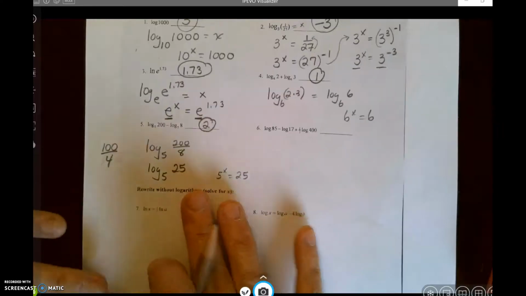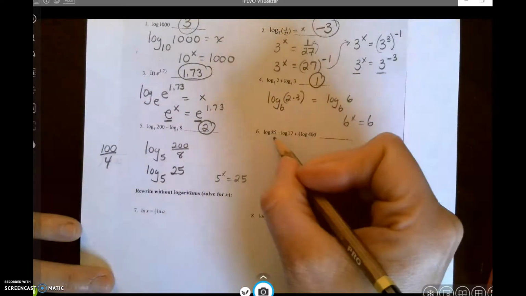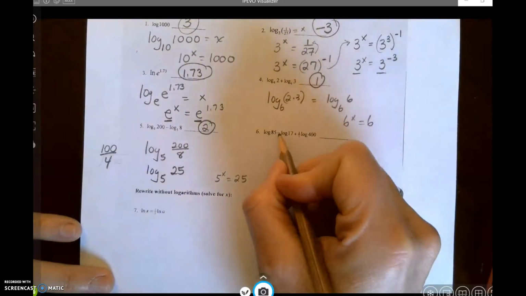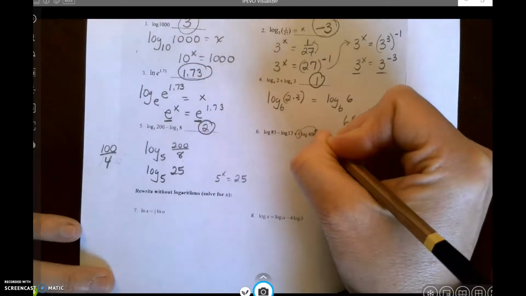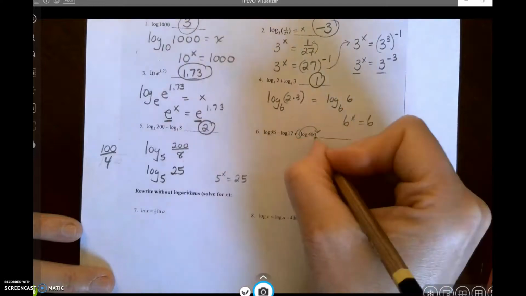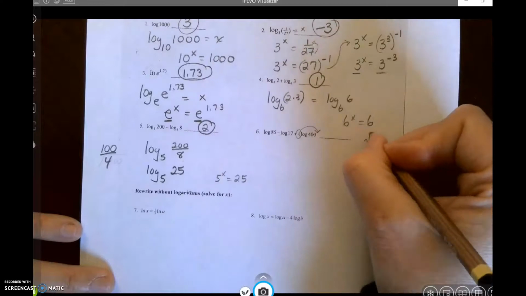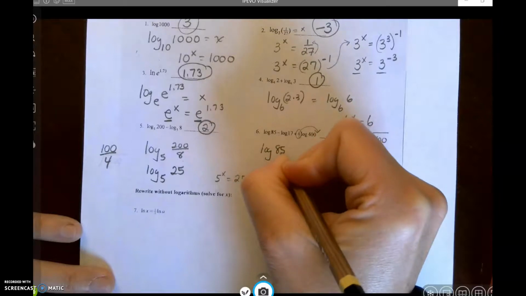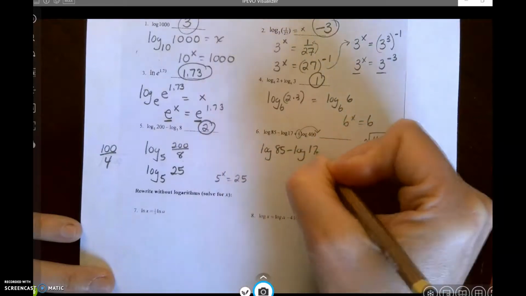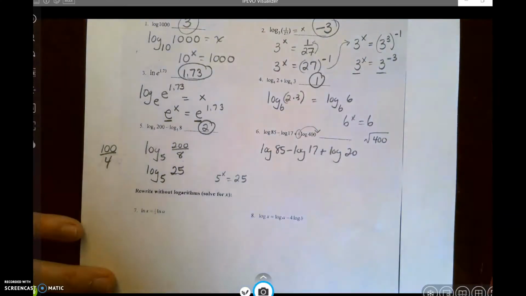Right, number 6. None of these have a base, so it must be a base of 10. But we've got subtraction, which means division, and this 1/2 here is going to be an exponent. So that's probably the first thing I would do: I know that this is 400 to the 1/2, or the square root of 400. So I know that this is log of 85 minus log of 17 plus log of 20, because the square root of 400 is 20.